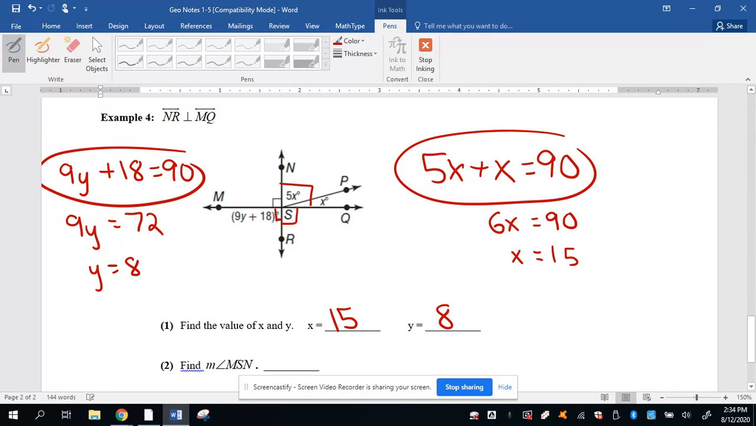Lastly, we want to find the measure of angle MSN. So MSN, well, we know that's 90 degrees. So that was it for these notes.